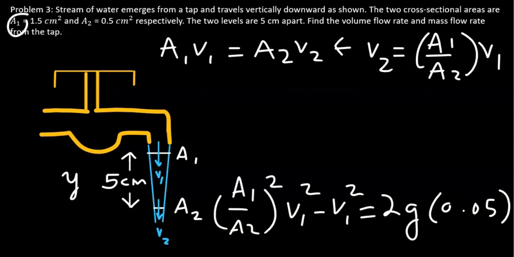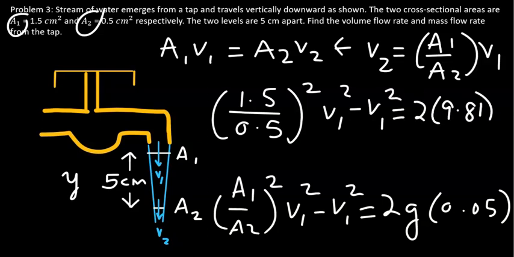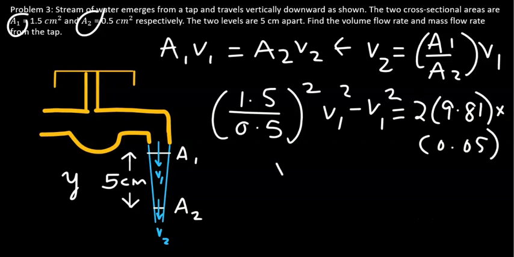We know A1 and we know A2. A1 is 1.5 centimeters squared. A2 is 0.5 centimeters squared. Note that we don't have to convert centimeters squared to meters squared because it involves a ratio. The conversion factor will just get cancelled. Now v1 squared, which we don't know, minus v1 squared equals 2 times 9.81 times 0.05. And you can solve for v1 and it's going to give you 0.35 meter per second.